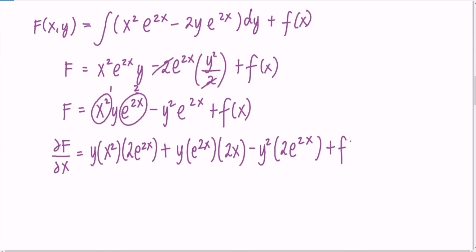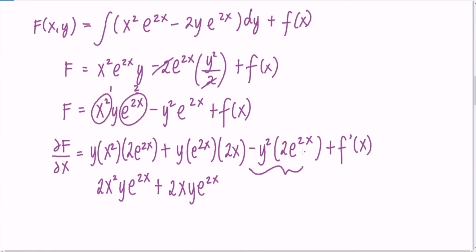So, unahin nyo si x squared. Ay, hindi. Si 2 muna. So, i-times ko to guys. Magiging 2x squared y e raised to 2x. So, lagi nyo ihuli yung letter e. Okay? Ito naman, 2 pa rin ang mauuna. Ayan. So, may x and then y. Tapos, e raised to 2x. And then, ito, ayan sila. So, negative y squared, magiging negative 2y squared e raised to 2x plus f prime of x.